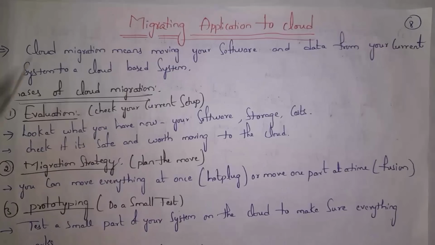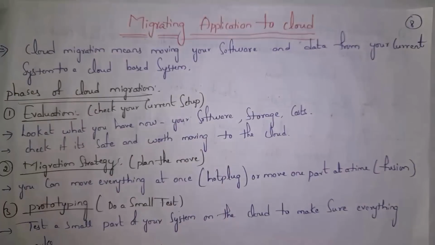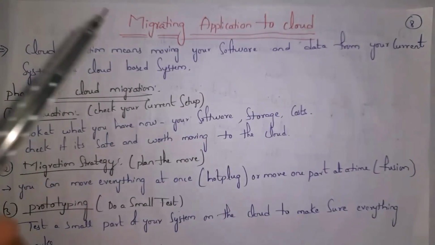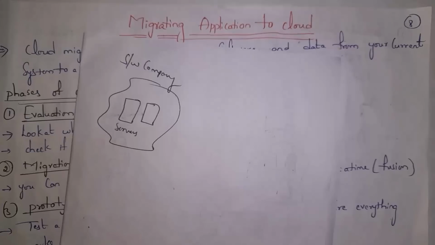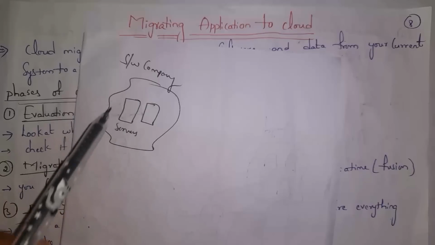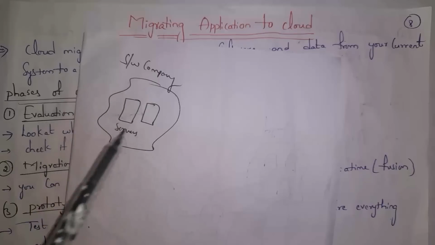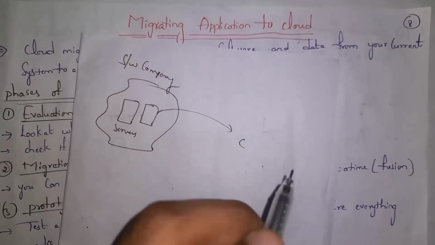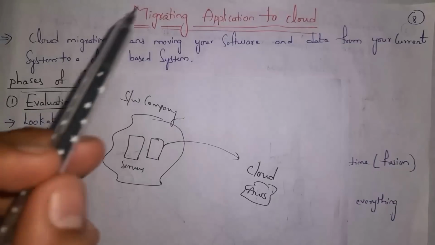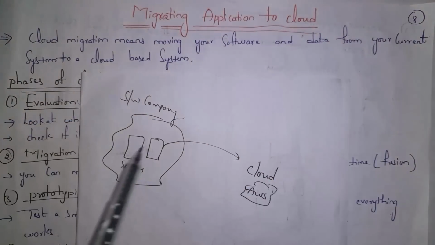Next I will explain migrating application to cloud. Cloud migration means moving your software and data from your current system to a cloud-based system. I'll give an example. Guys, for example, let us say you have one software company. In your software company, there are some servers. In those servers, complete data is stored. Now you want to move your complete data from servers to cloud, like AWS. So cloud migration means moving your software and data from your current system to cloud-based system. This is the meaning of cloud migration.